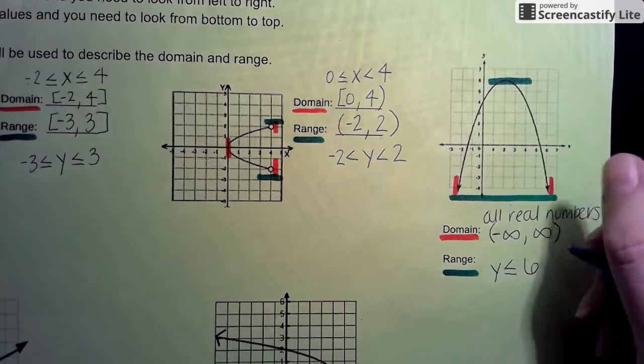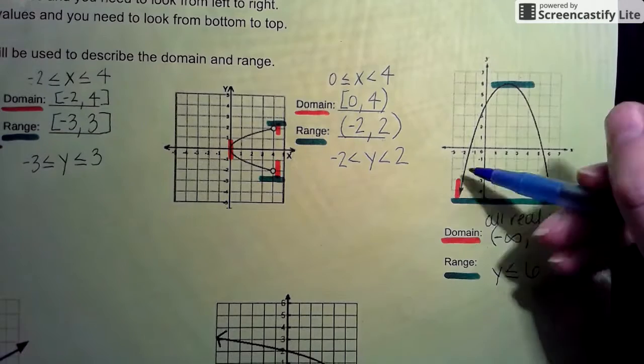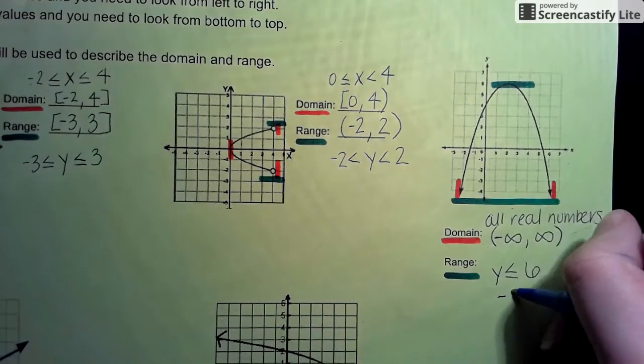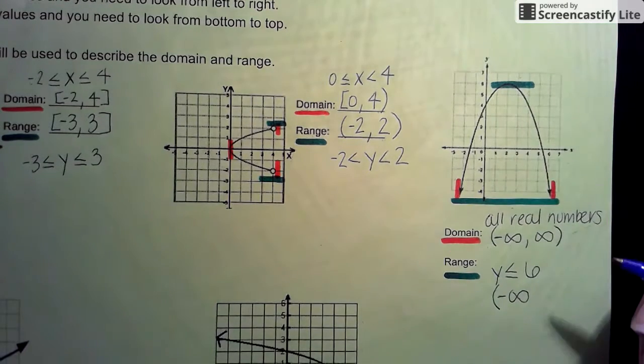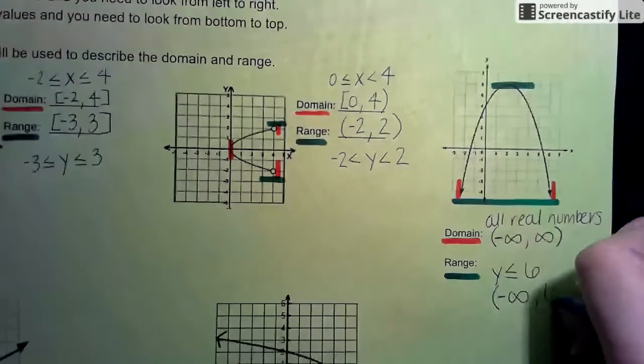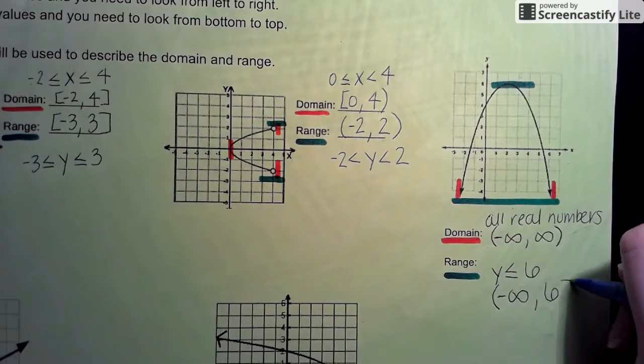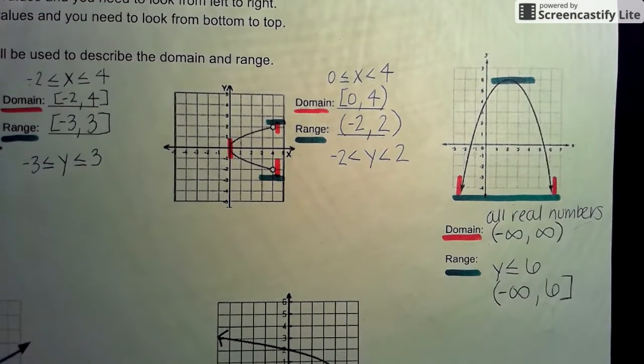So I'm going to write this as, remember, it's bottom to top, and if I have these arrows, that's going to be my negative infinity sign with that parenthesis next to it, comma 6, because I'm including 6 because that's where it stops, and that's going to be a bracket.